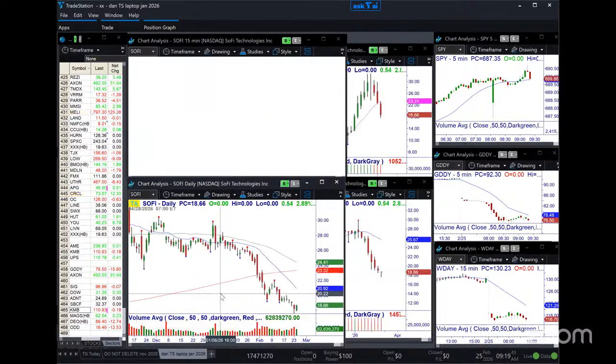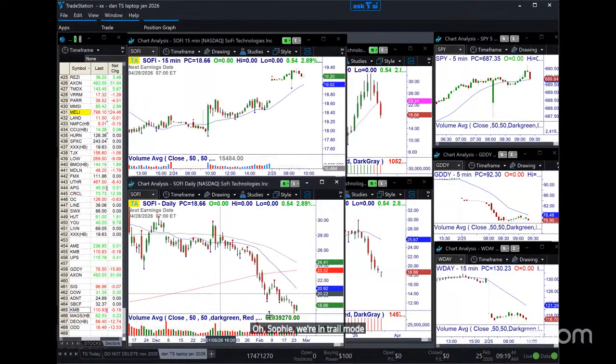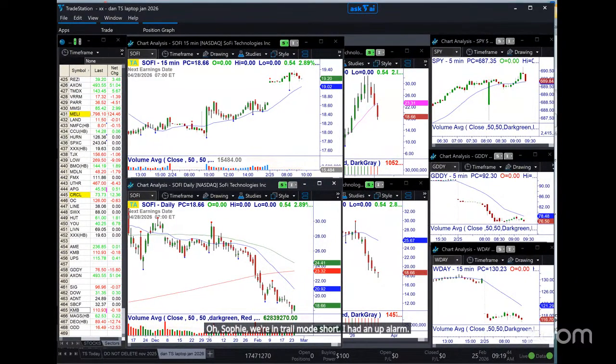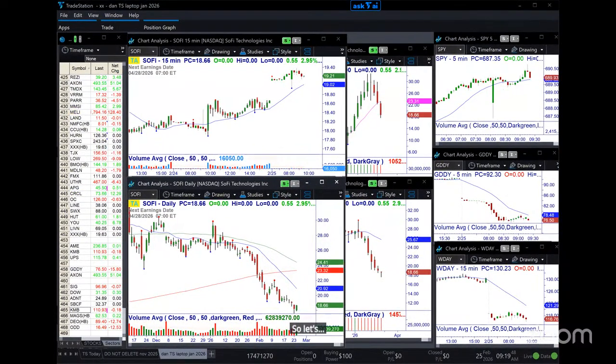Sophie, we're in trail mode short. I had an up alarm. The ETF letter is in. It's not a green room trade. Just to make clear.